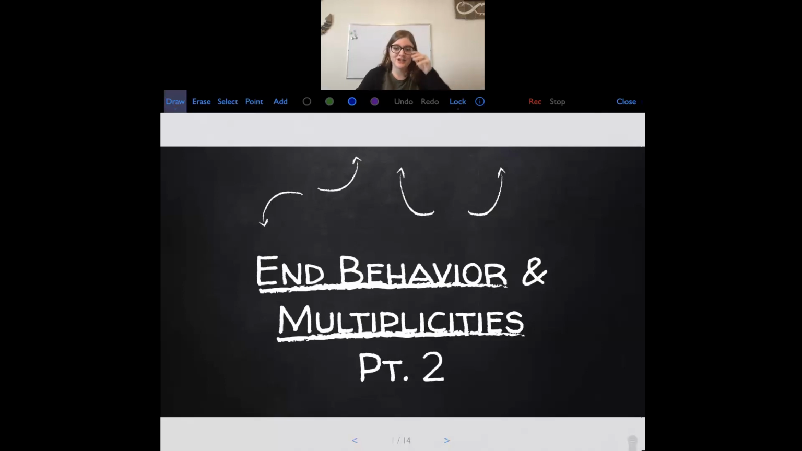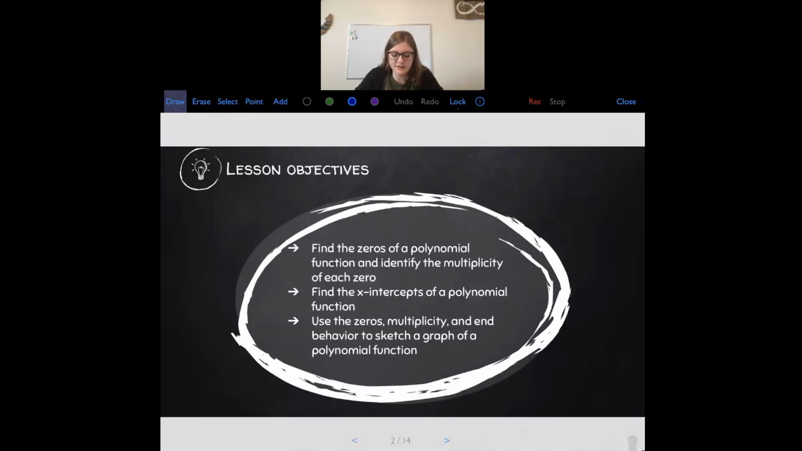We are going to continue on talking about end behavior and multiplicities. This is part 2. Specifically, our goals are to find the zeros of a polynomial function and identify the multiplicity of each zero, and we'll define those terms. Find the x-intercepts of a polynomial function, and then we're going to use the zeros, multiplicity, and end behavior from the last lesson to sketch a graph of a polynomial function.